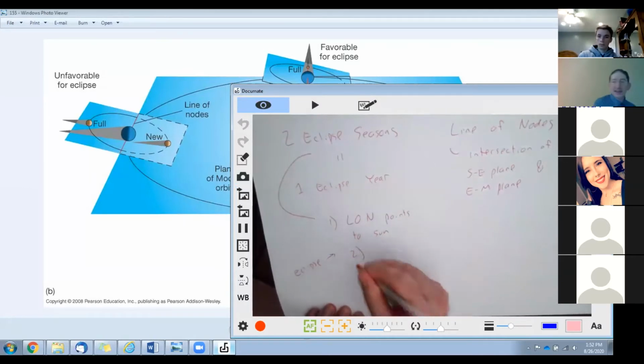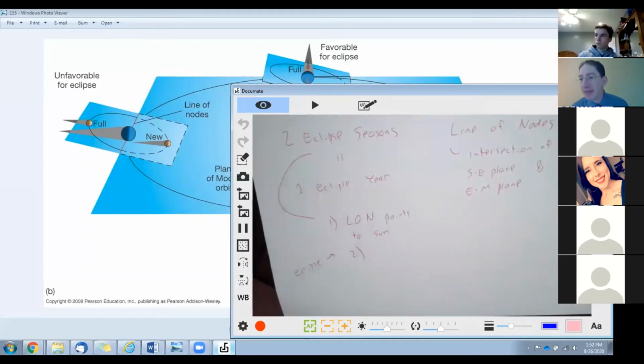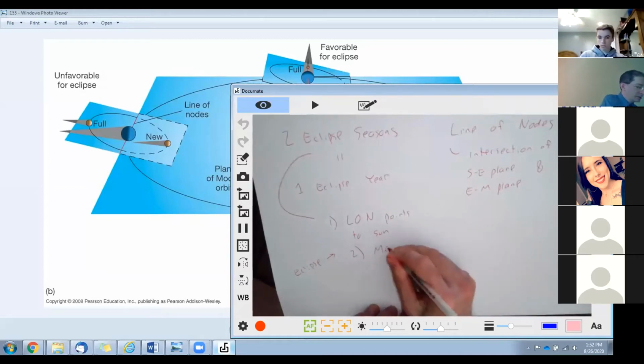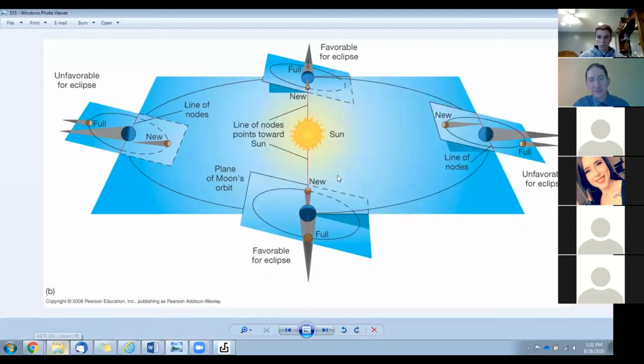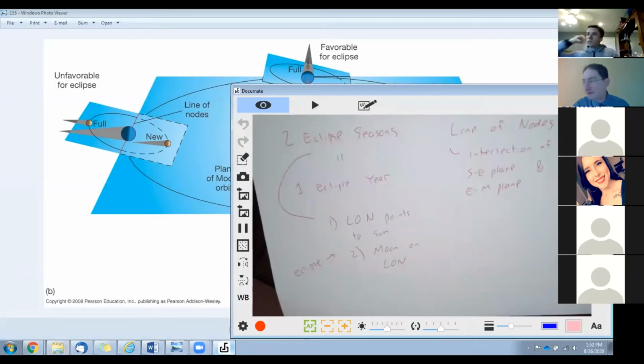This is the second condition, and both the first and the second have to be met. You have to be in an eclipse season, and the moon has to be on the line of nodes. Again, back to the diagram here. The line of nodes is pointing towards the sun, and if the moon is on the line of nodes, either on this side or this side, then we have an eclipse. If you're in an eclipse season but the moon is not in either of those positions, then you don't have an eclipse. So both of these conditions need to be met to have an eclipse.